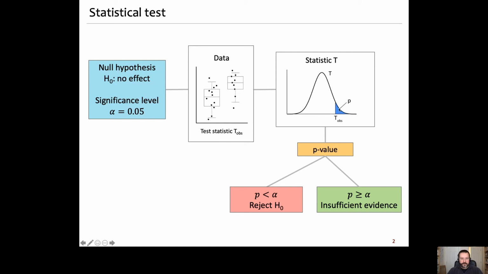Then you put this observed statistic in the context of the null distribution. It cuts off a certain probability. This is your p-value, and depending on whether the p-value is less or greater than your significance level, you either reject the H naught or you simply claim that there is not sufficient evidence.